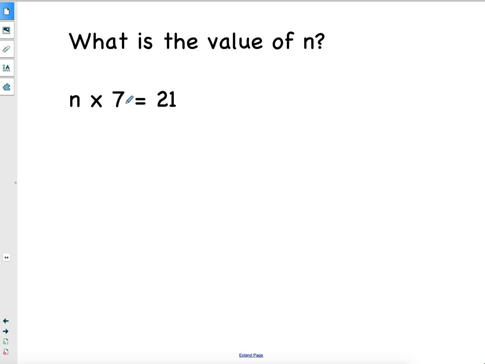So I want you to try this one. What would n represent in this equation? N times 7 equals 21. So go ahead and pause the video and then press play once you're done and can check your work.